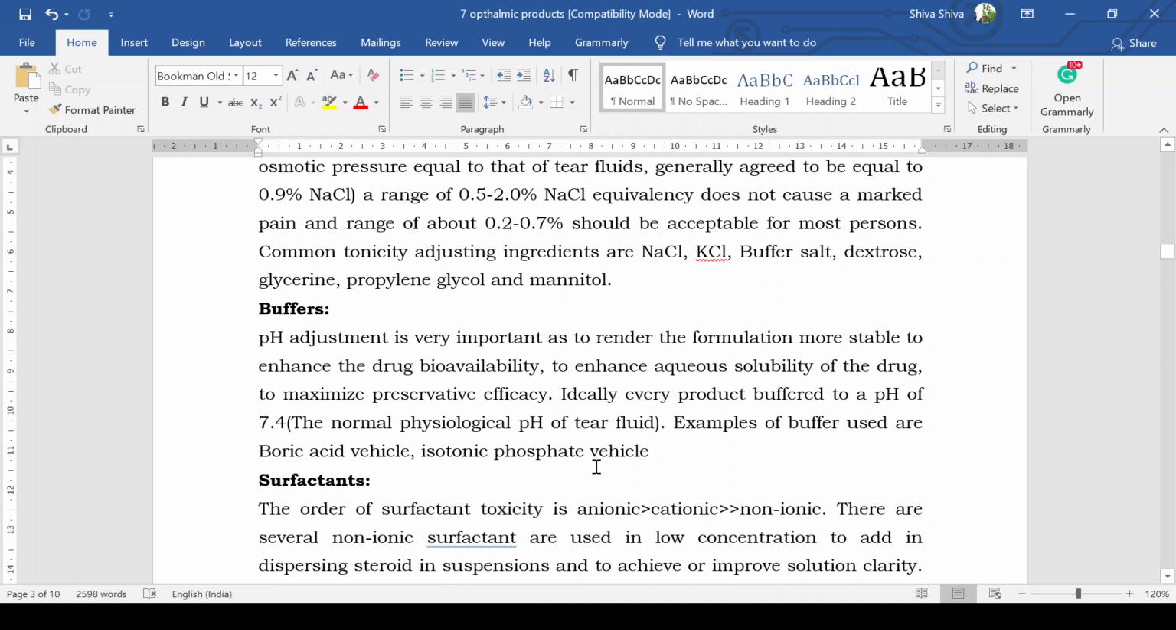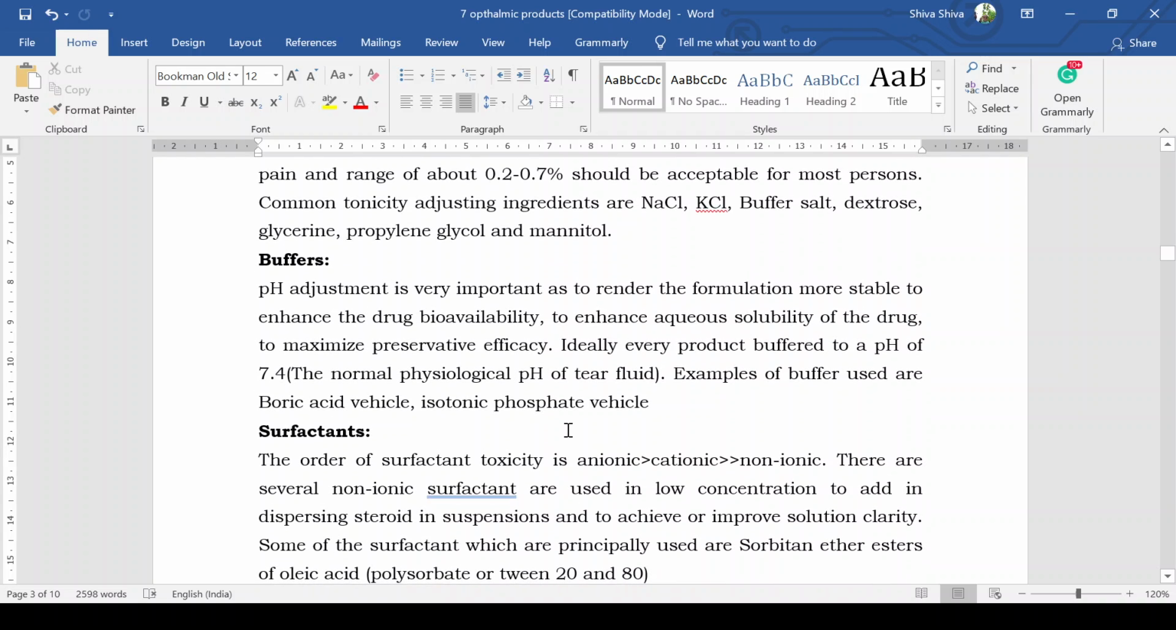Next is buffers. So pH adjustment is very important to make the formulation more stable, to enhance the drug bioavailability, to enhance aqueous solubility of the drug, and to maximize preservative efficacy. So for all these purposes, buffers are required. Ideally, every product is buffered to a pH of 7.4, which is the normal physiological pH of tear fluid. Examples of buffers used are boric acid vehicle and isotonic phosphate vehicles.